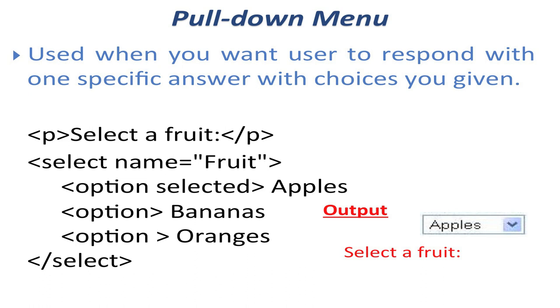Option selected means the option that will be visible on this combo box, that is apple. So option selected is apple, and that's why apple will be showing on this combo box. And select is closed. Finally, when we execute it, accordingly we can select any of these three options. So this is a pull down menu, and we can call it a combo box also.